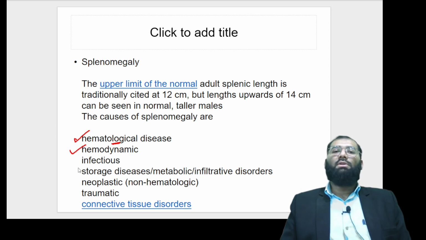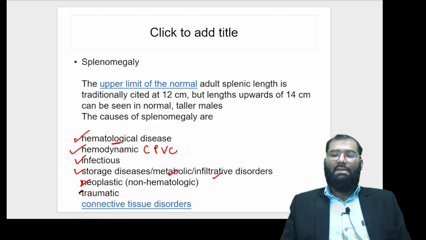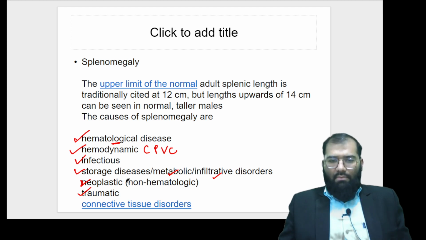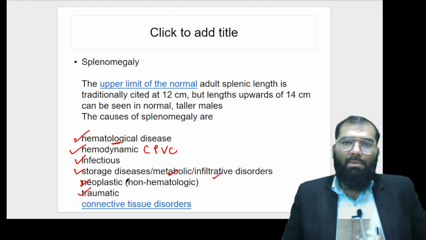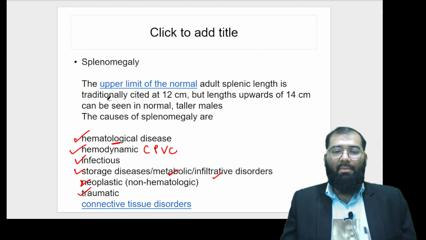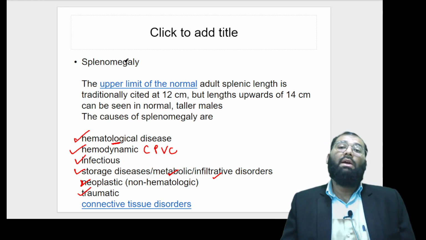Then hemodynamic causes, like we discussed, CPVC spleen. In right heart failure, where the IVC is dilated, you might see pedal edema. Then infectious causes: malaria, typhoid, Kala Azar. Storage diseases like Gaucher's, and metabolic and infiltrative diseases. Also lymphoma and neoplastic illness like mets. In trauma you can have not exactly splenomegaly, but a splenic laceration or perisplenic hematoma, which may give a false impression of an enlarged spleen because of the perisplenic collection. Connective tissue disorders like SLE and rheumatoid arthritis can also give splenomegaly.